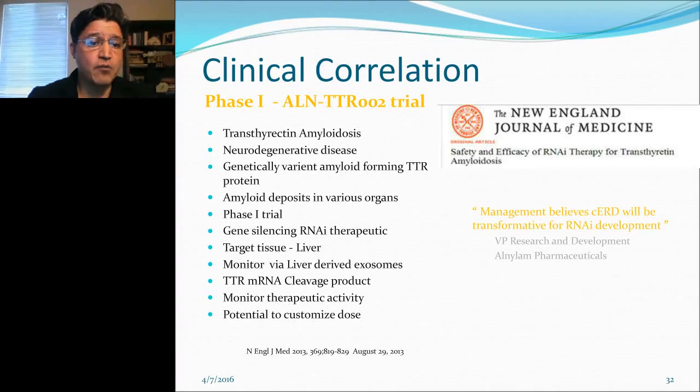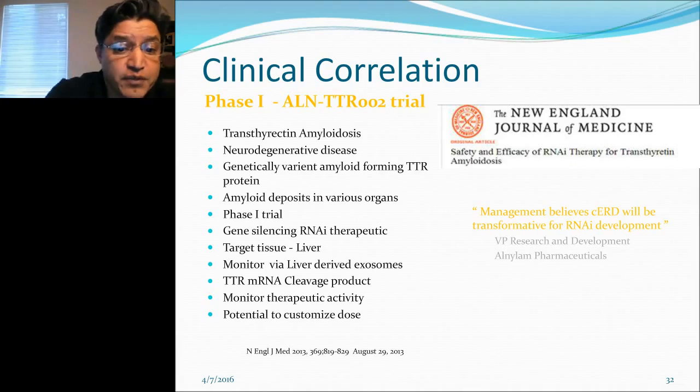Now that's in animal models, but they moved on to use the same technology in a phase 1 clinical study using this target, transthyretin amyloidosis, or TTR for short. It's a neurodegenerative disease, and it affects the liver. Amyloid deposits are really the pathology that is fatal to patients that have this condition. And so they used a gene silencing RNA therapeutic to target the tissues in the liver, and they monitored this liver downregulation using exosomes. They used TTR mRNA, the cleavage product, as their marker.